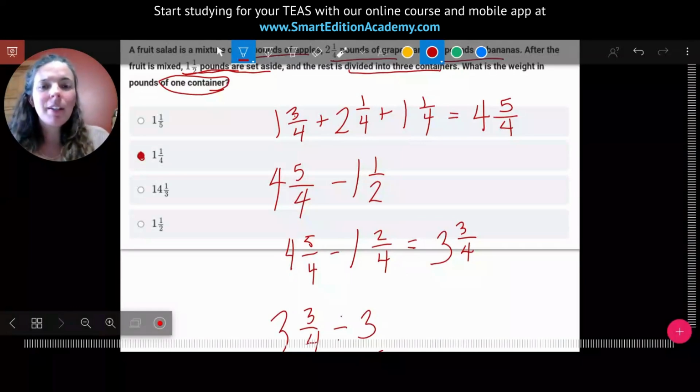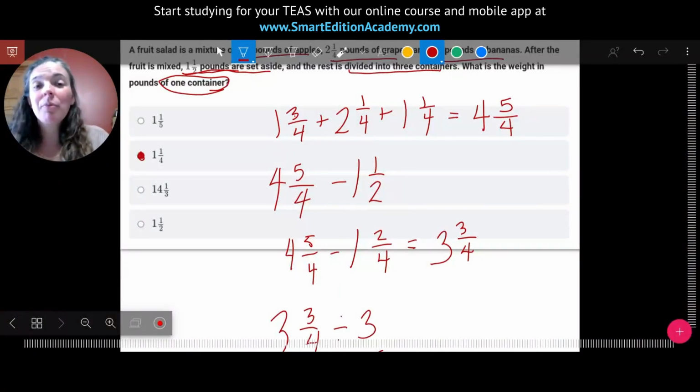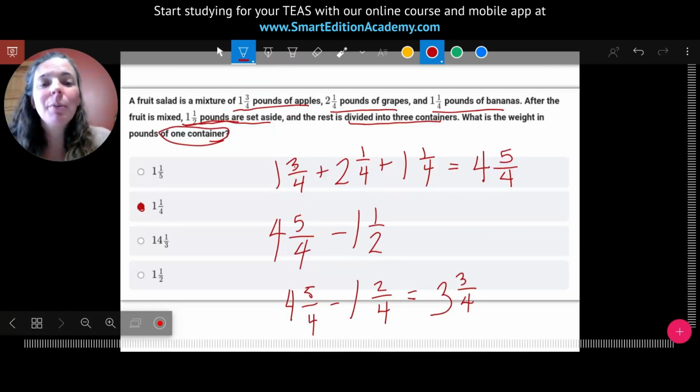Okay, so that word problem, the fractions made it a little more complicated, but it's also just kind of breaking down what this problem is asking me to do.